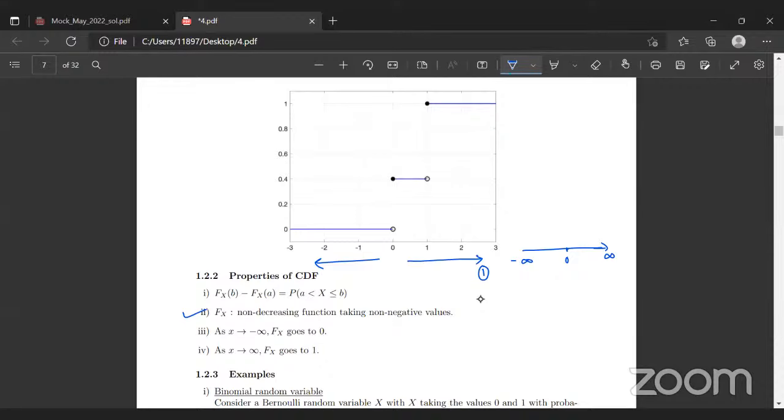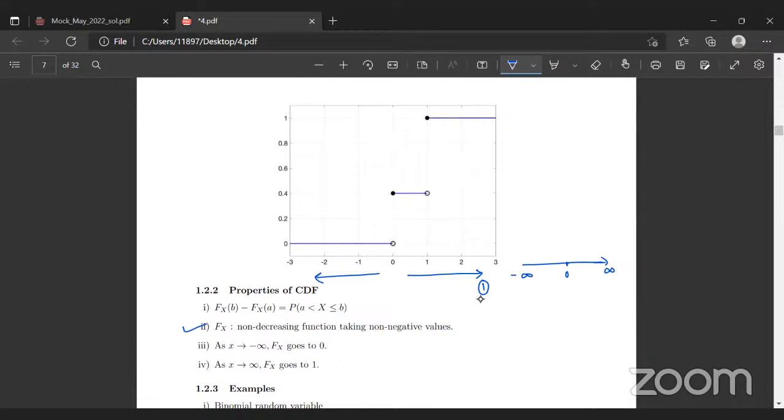As you can see in this graph, this is a plot of a CDF. You can see that this is an increasing function. For x less than 0, it is 0. For x lying between 0 and 1, it has some probability, let's say here it is 0.4. And for x greater than 1, it goes towards 1. So as x tends to minus infinity, the CDF goes towards 0, and as x approaches infinity, the CDF goes to 1. These three properties the CDF should hold.